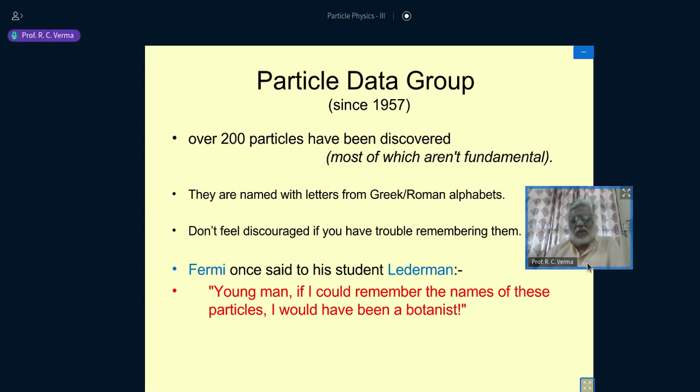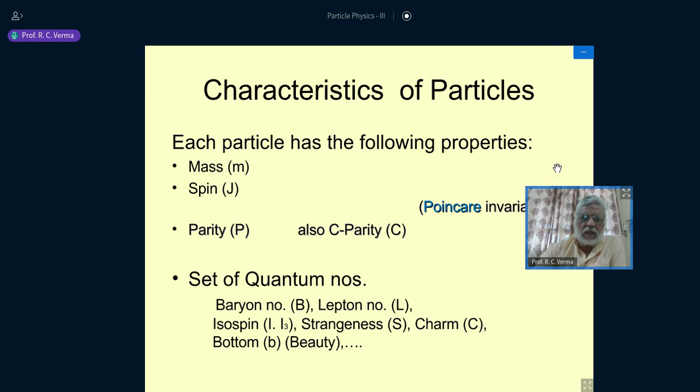By the way, how do we name these particles? They are named with letters from the Greek and Roman alphabet. You could have also chosen Sanskrit letters, but presently it is a tradition to choose these names from Greek and Roman ones. And don't feel discouraged if you have trouble remembering them. Even Fermi once said to his student Lederman, who also got the Nobel Prize later on, "Young man, if I could remember the names of these particles, I would have been a botanist." So, don't worry, we can always have these tables with us.